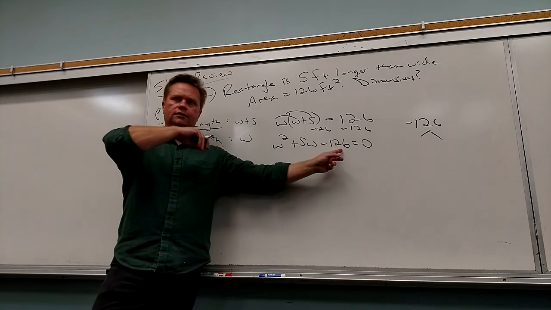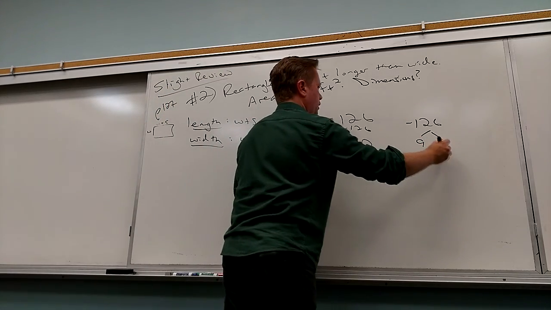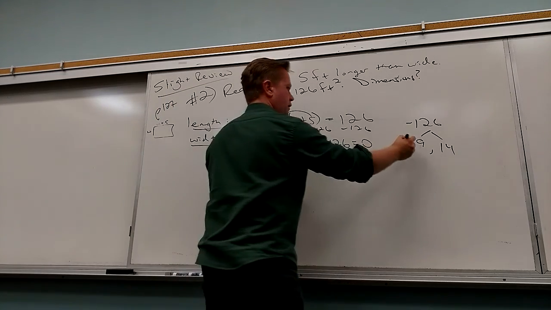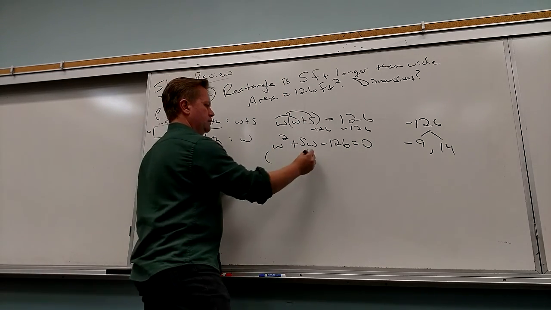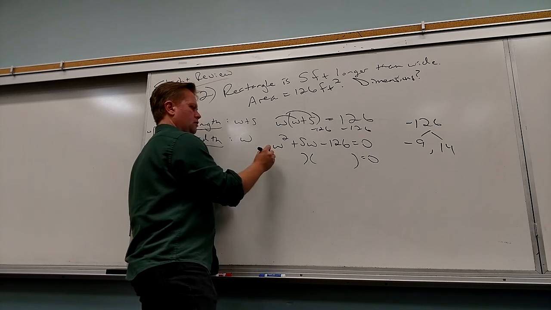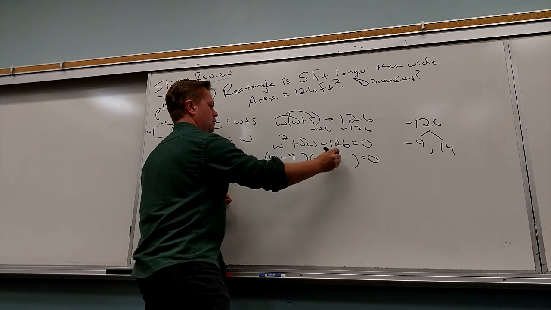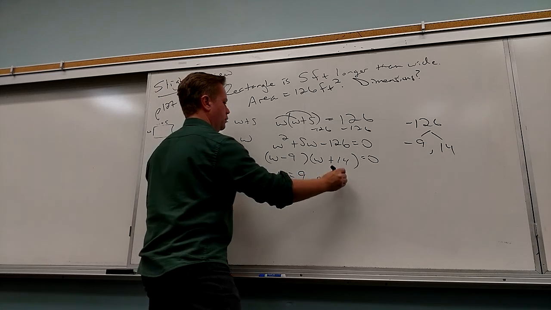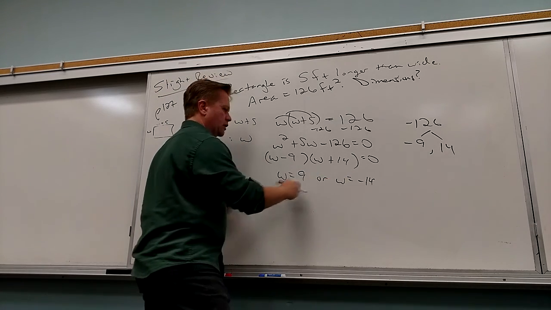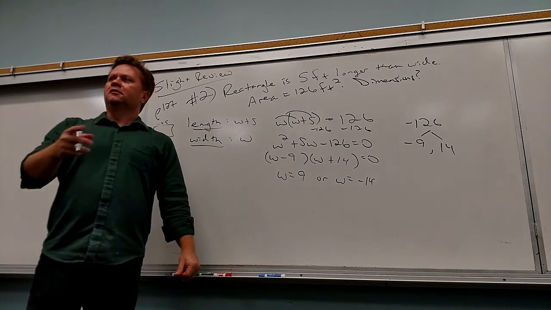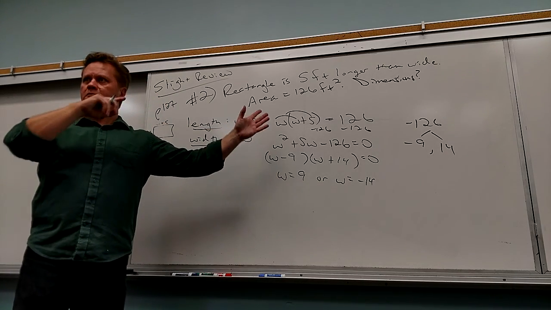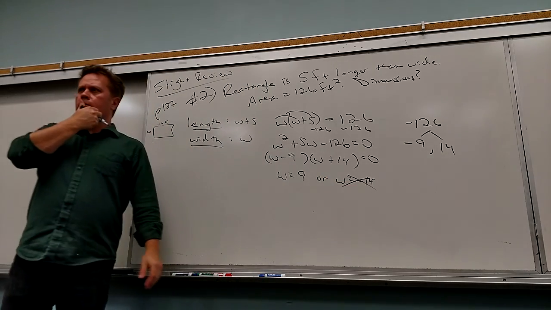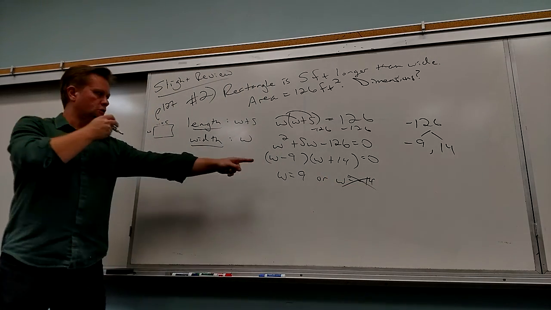That makes 126. So 9 and 14, which one is what? Positive 14, negative 9. So how do I write this? W minus 9. So either W is 9 or W is negative 14. Mathematically, they're both valid. But in this problem, I can't construct something with a negative side length. So the width is what?